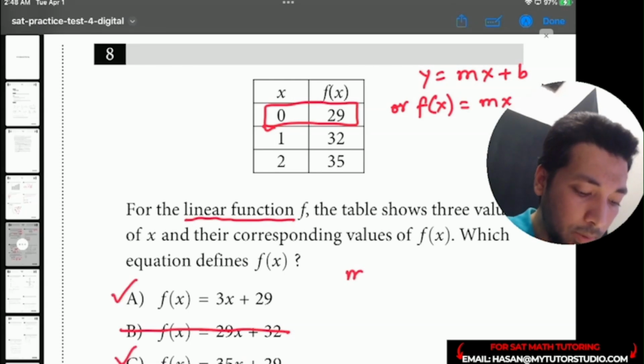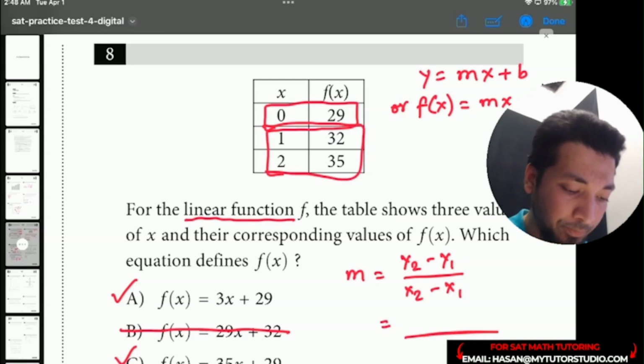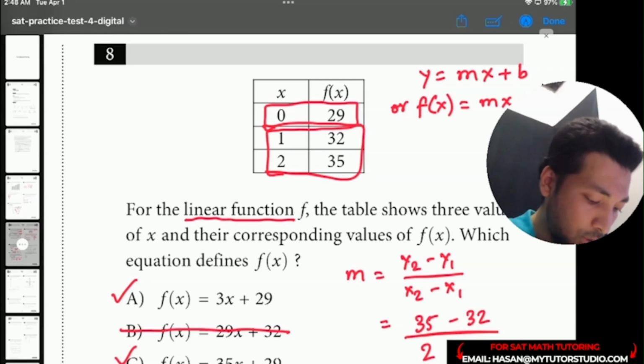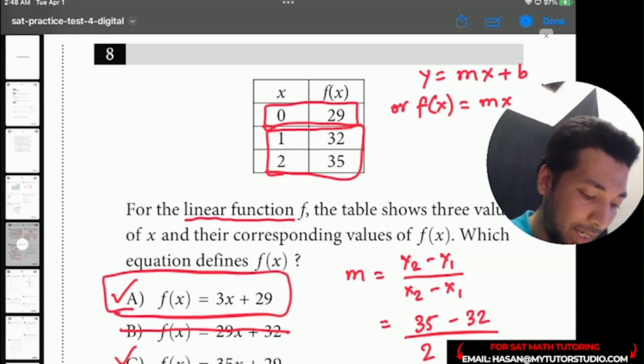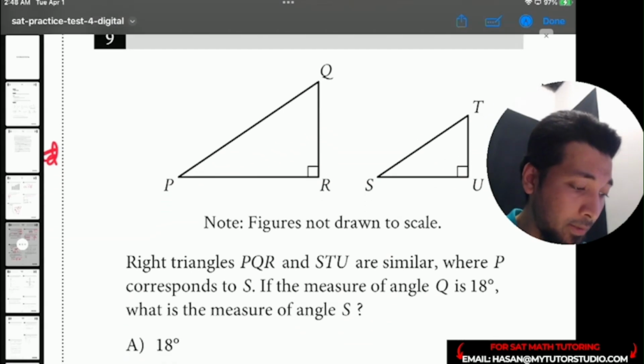So to find the slope, we can use y sub 2 minus y sub 1 divided by x sub 2 minus x sub 1. So we can just take these 2 points. We have 35 minus 32 divided by 2 minus 1. We are getting 3 over 1. So it will be option number A. M is 3 and B is 29. Perfect. Now let's move on to problem number 9.